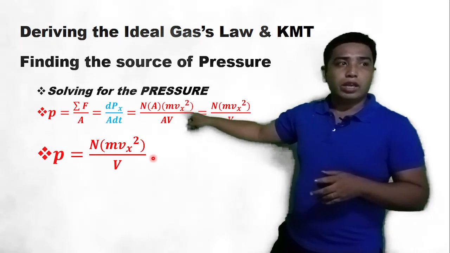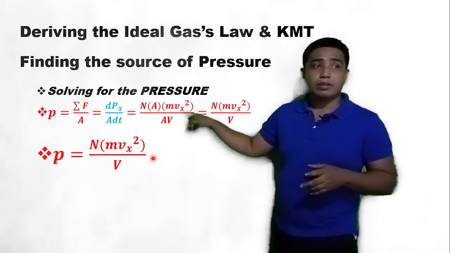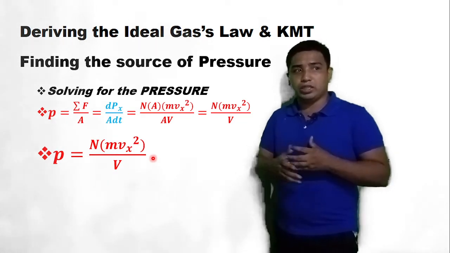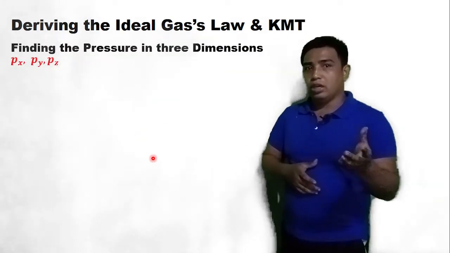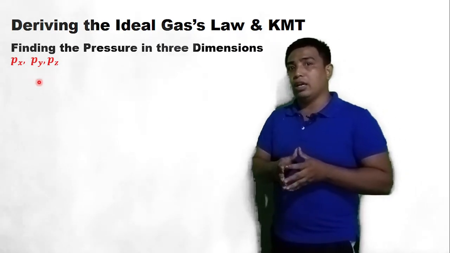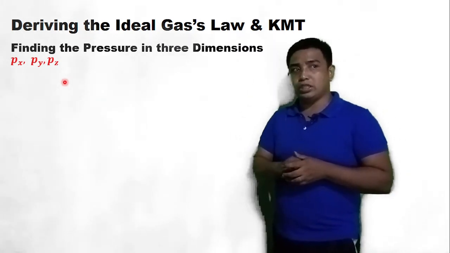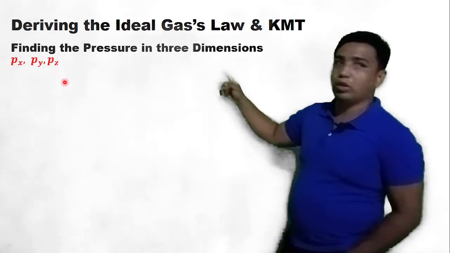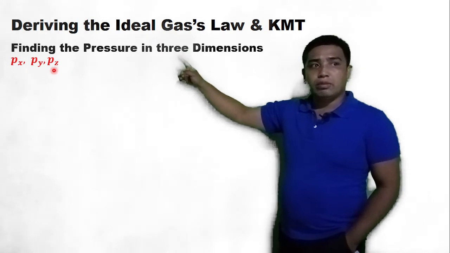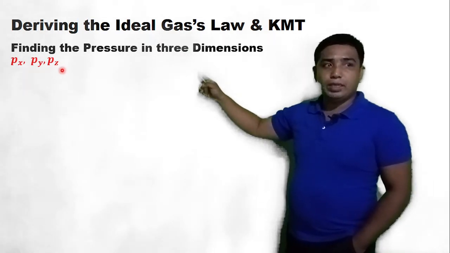Alright, so next is solving for the pressure in a given volume, because we have just solved the pressure exerted on one wall of the container, but we have to solve for the other two axes, the y and z axes. So we're going to solve for the pressures exerted in the 3 dimensions: px, py, and pz.